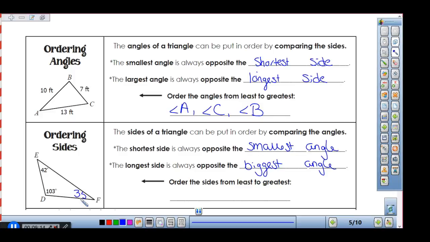My side across from F is ED or DE, either one. So that's my smallest side. What's my middle side? DF, because 42 is my next one. It's across from E. Make sure your sides are two letters. And then my longest side is going to be across from D.